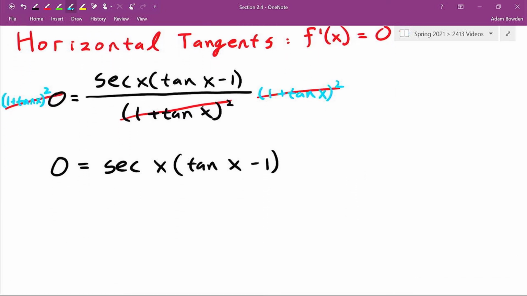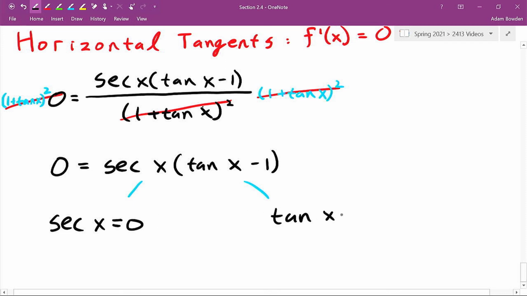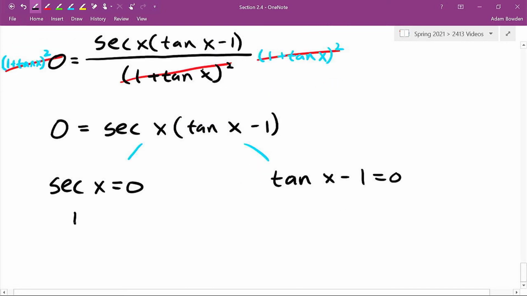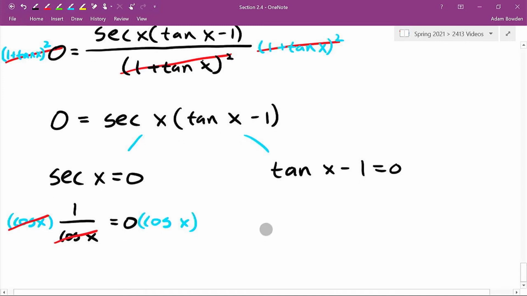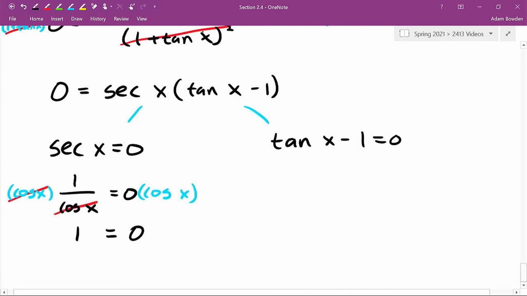Now, nicely, this thing is already factored out. So we can take each factor, the secant x, and set it equal to 0, and the tangent x minus 1, set it equal to 0. Now if we try to solve the first one, I could rewrite it as 1 over cosine x equal to 0. Multiply both sides by cosine x. But all that's going to do is take away this cosine x. One side will have a 1 and the other side will still be 0, which is a contradiction and means that there's no solution to that equation.